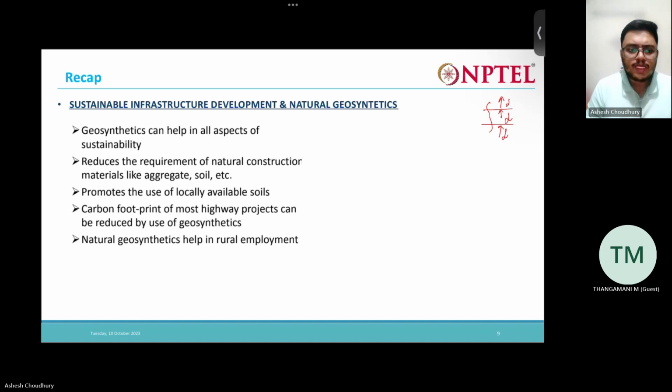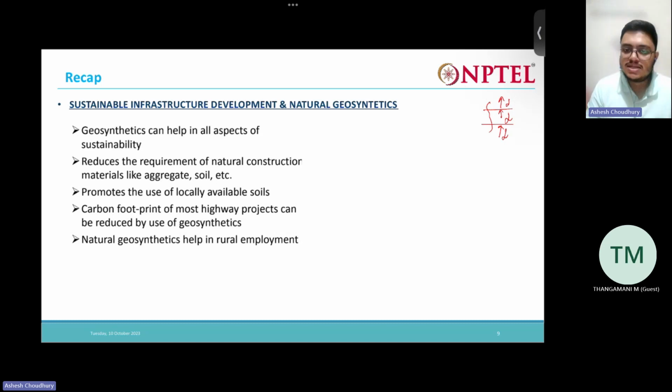If we remember, we had discussed one topic where we saw that with the use of geotextile or geogrid, the thickness of stone aggregate in an unpaved road gets reduced by a large amount.